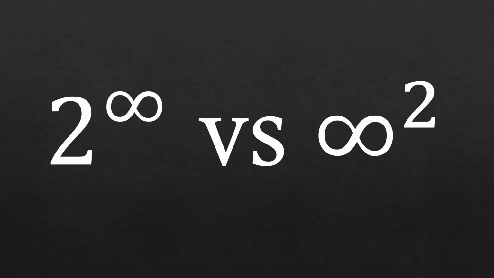Today's video will focus on 2 power infinity and infinity power 2, discussing which one is larger. 2 power infinity represents multiplying 2 by itself infinitely many times, while infinity power 2 represents an immensely large number multiplied by itself again. These two numbers are incredibly large and abstract, making them quite challenging to comprehend. Therefore, I will explain them using different approaches.